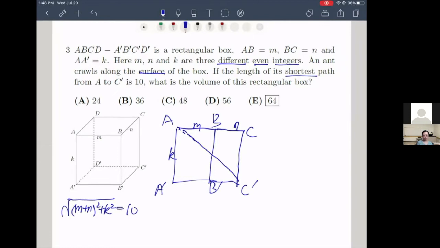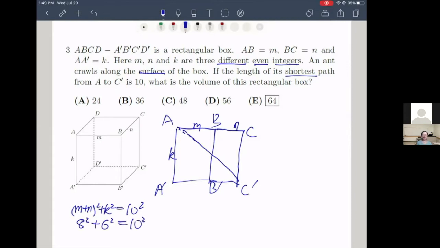Of course, it's easier if we work on the squares of both sides. The right-hand side is 10 squared. This reminds us about the 3, 4, 5 right triangles, which means that on the left-hand side, one should be 6 squared. The other should be 8 squared because we want to look at the integers, right? So M plus N, let's do 8 squared, and K is 6. Of course, they add up to 10 squared.